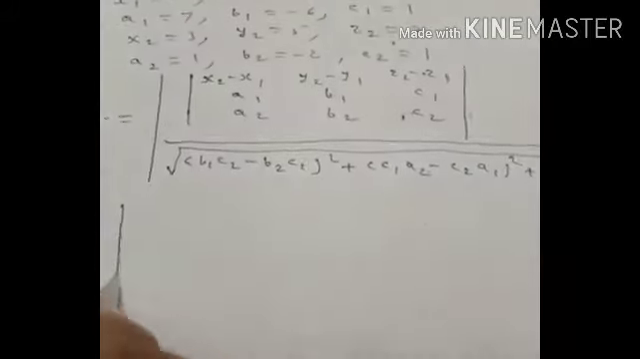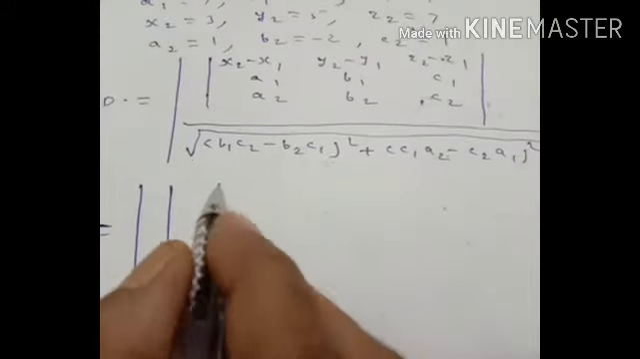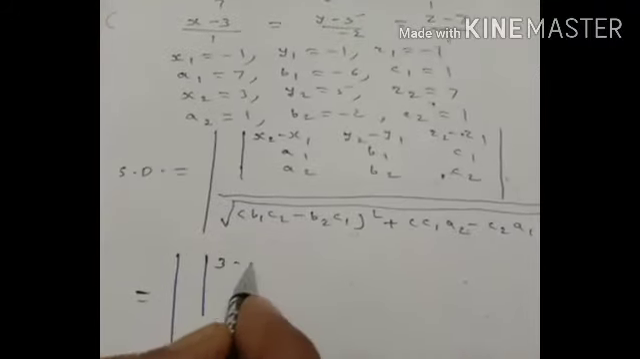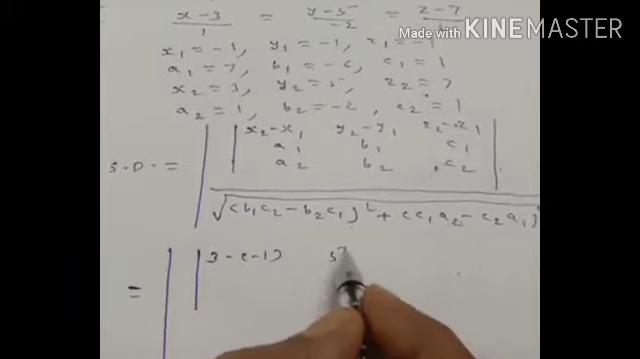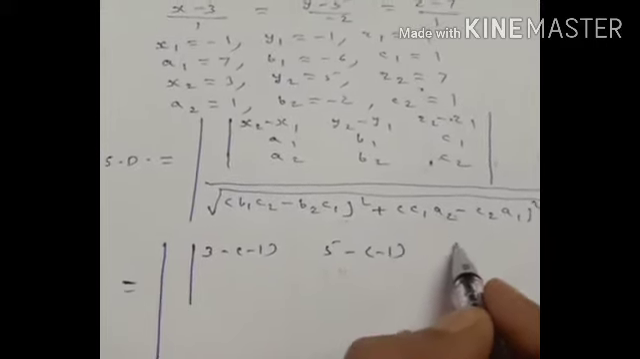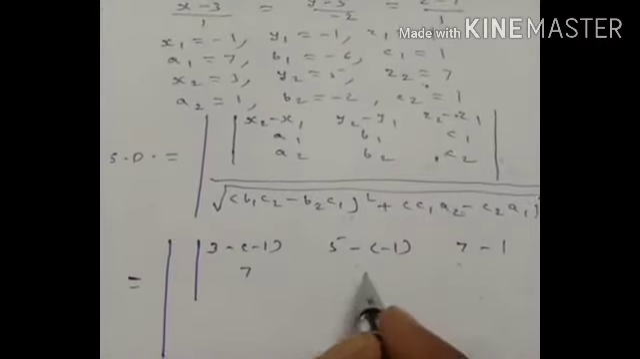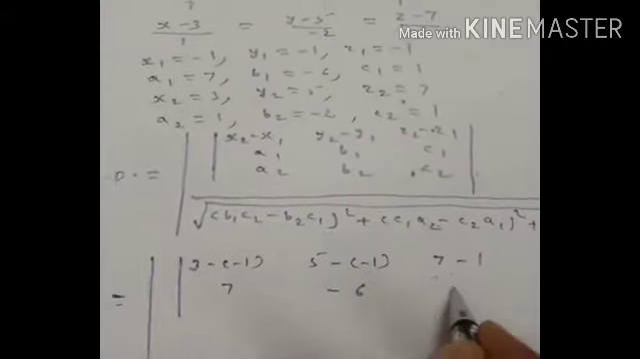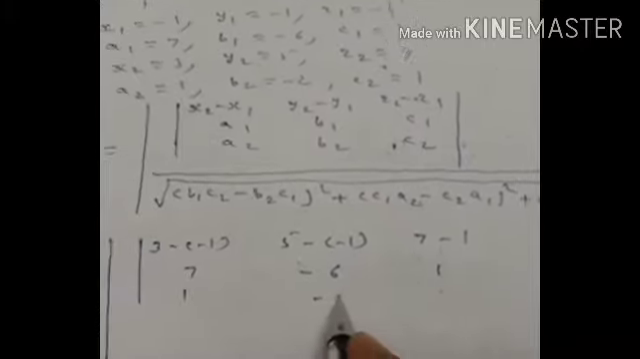Equal to mod of the determinant: x2 - x1, so 3 minus of minus 1, y2 - y1, 5 minus of minus 1, 7 minus of minus 1; second row 7, -6, 1; third row 1, -2, 1.